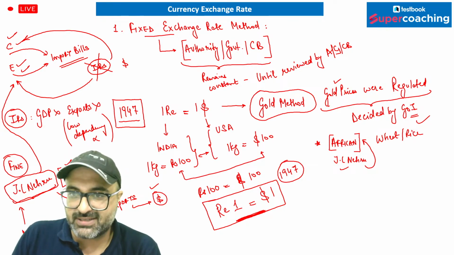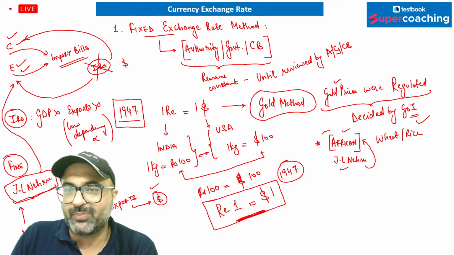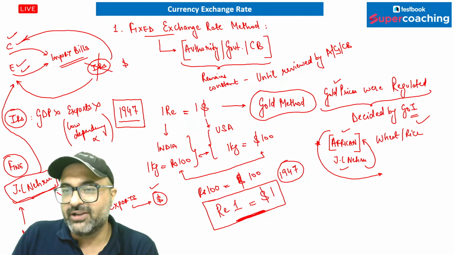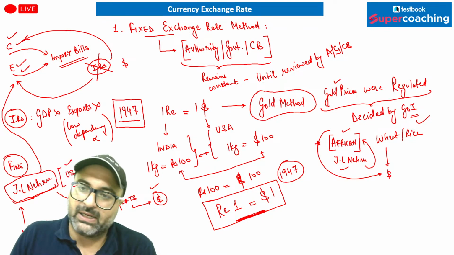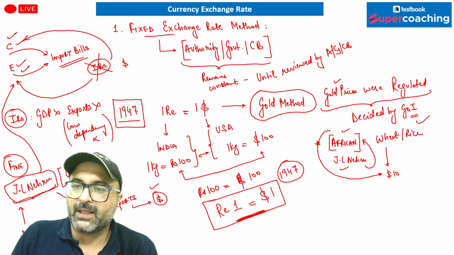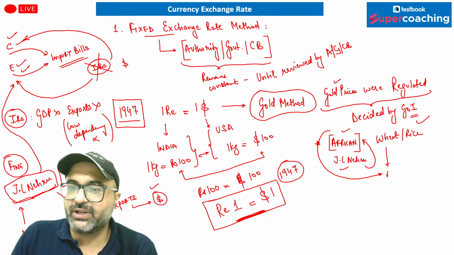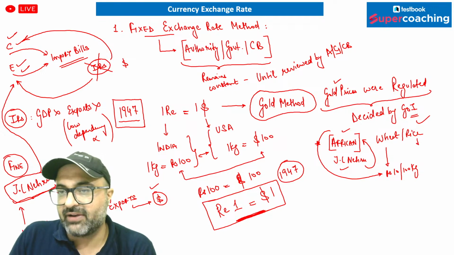African nations asked the next question, what is going to be the price? Jawaharlal Nehru replied, wheat is going to be 10 rupees. Sorry, wheat is going to be 10 rupees for 100 kg. I'm talking about 1947. And rice is going to be 30 rupees per 100 kg.